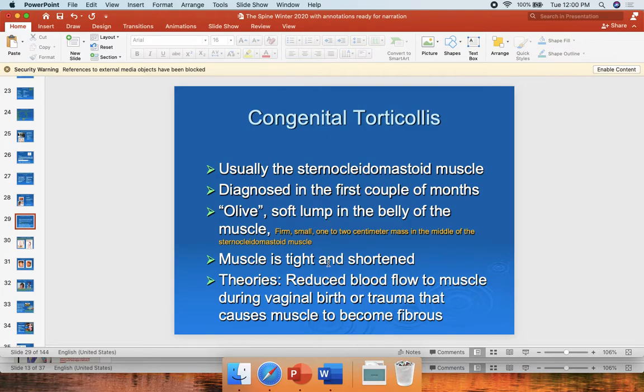That muscle is going to be tight, so when the doctor goes to pull it away, they're going to pull their body with it. You can stretch it out. And then the theory as to why it may occur, they talked about reduced blood flow due to positioning in the vagina while the baby is in utero.